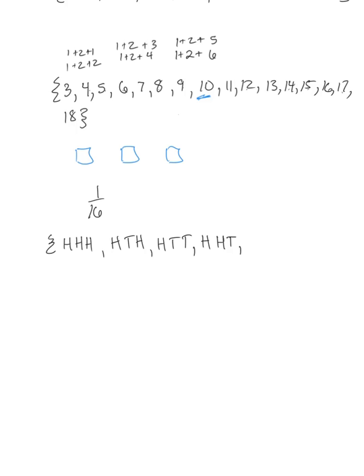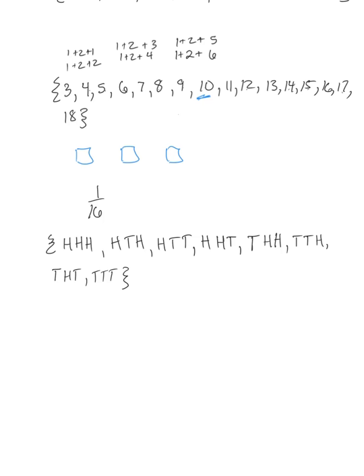We didn't start with tails yet. Let's do tails. We have tails, heads, heads; tails, tails, heads; tails, heads, tails; and then finally tails, tails, tails. So these are all the combinations that we could possibly have with 3 coins being tossed.